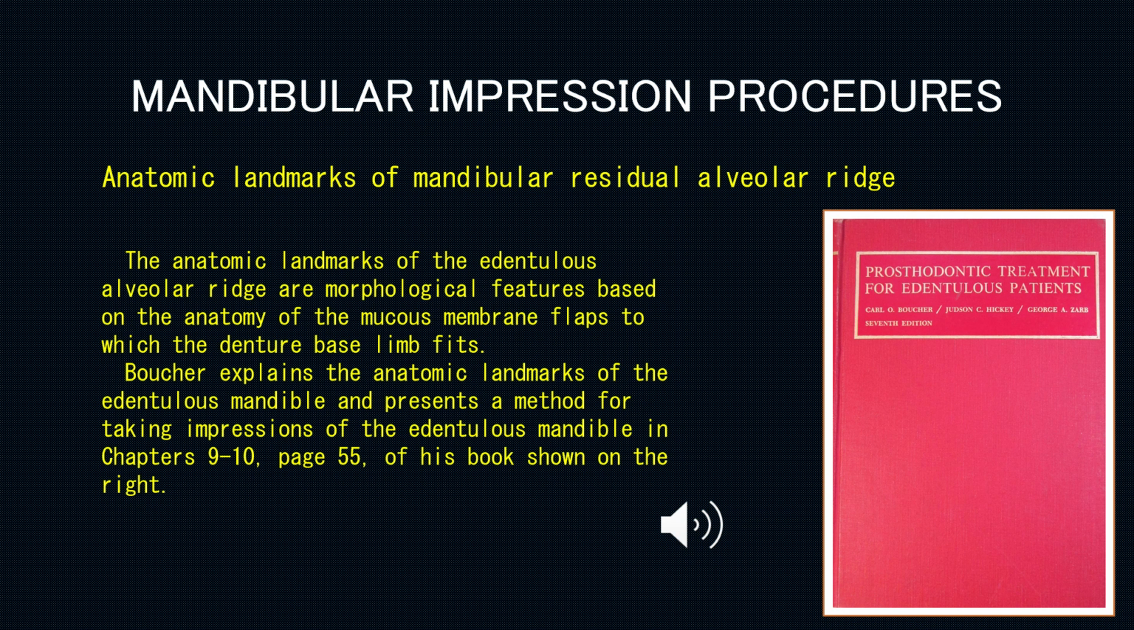Boucher explains the anatomic landmarks of the edentulous mandible and presents a method for taking impressions of the edentulous mandible in chapters 9 to 10. Page 55 of his book is shown on the right.